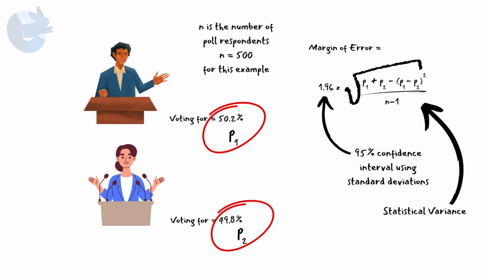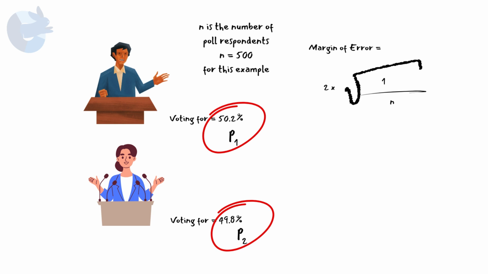In a battleground state, pretty much by definition, P1 minus P2 is going to be close to 0, and when you square it, it gets even closer to 0. And because the US is basically a two-party system, P1 plus P2 is going to be pretty close to 1. And given that you have at least a few hundred, if not a few thousand respondents in your poll or collection of polls, n minus 1 might as well be n. And while we're at it, 1.96, let's just call that 2.